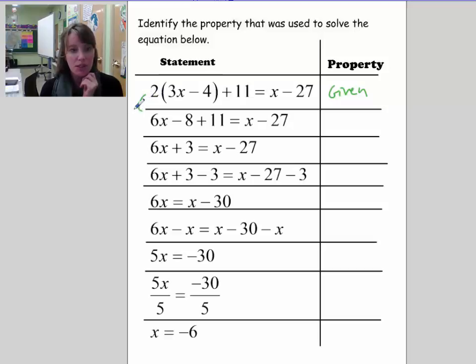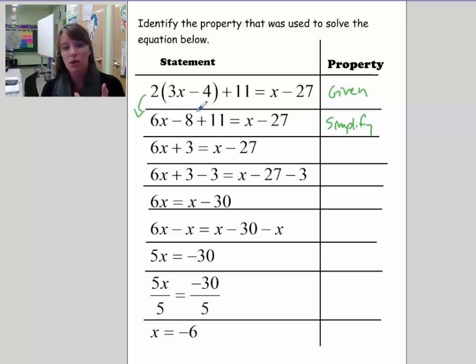Now, between the first and second steps, the right-hand side remains the same. So nothing has been done to the right-hand side, but the left-hand side has been distributed. It's not been distributed to both sides, so here we just say that the left-hand side has been simplified. So that's not a property of equality, necessarily. It is the distributive property of multiplication over addition, so it is a property of real numbers, but it's not a property of equality.